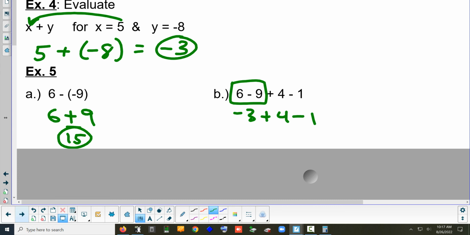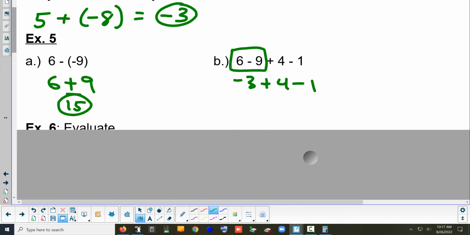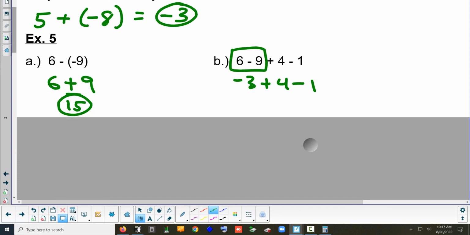All right, so we've got -3. Still have the +4 and the -1. Now do this next. Just going in order from left to right. What's -3 plus 4 going to give me?